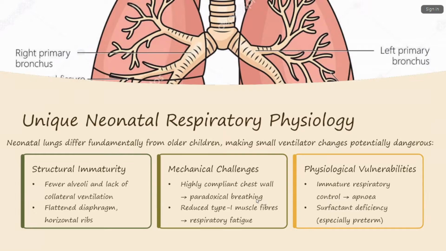First one is structural immaturity. There are fewer alveoli and a lack of collateral ventilation, as we all know. And then the diaphragm is flattened, with horizontal ribs. The next one is mechanical challenges.